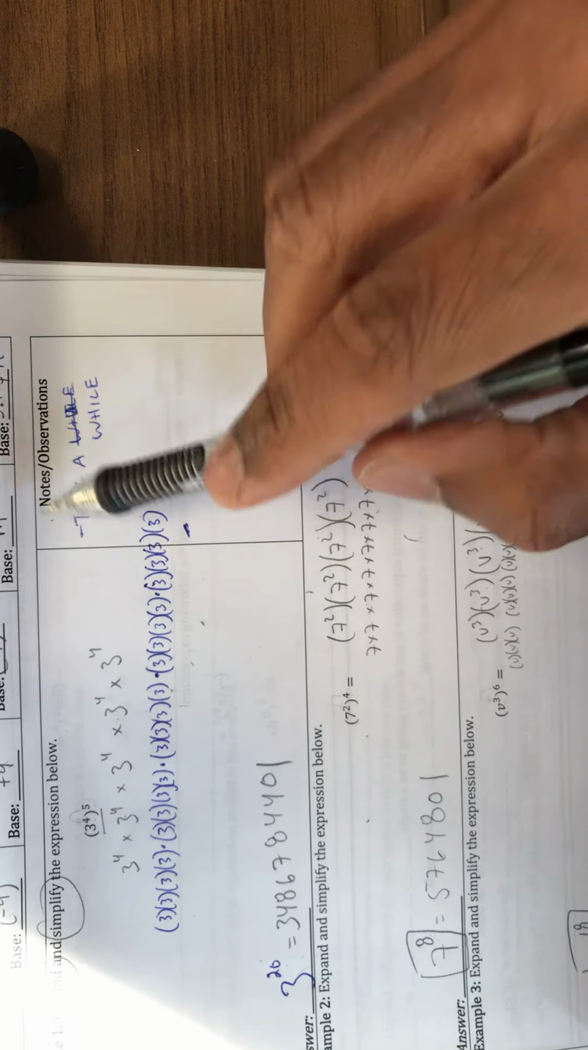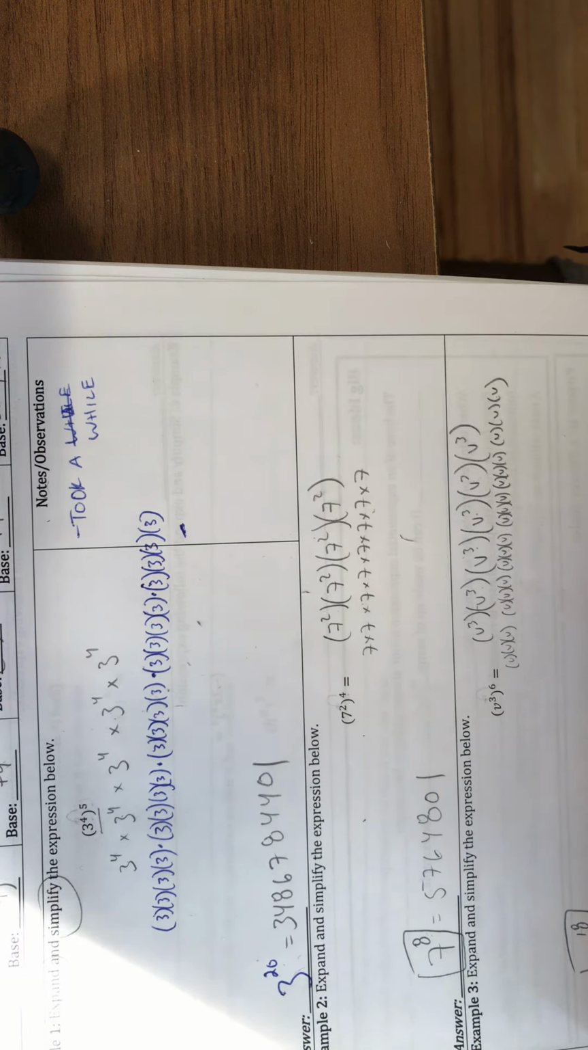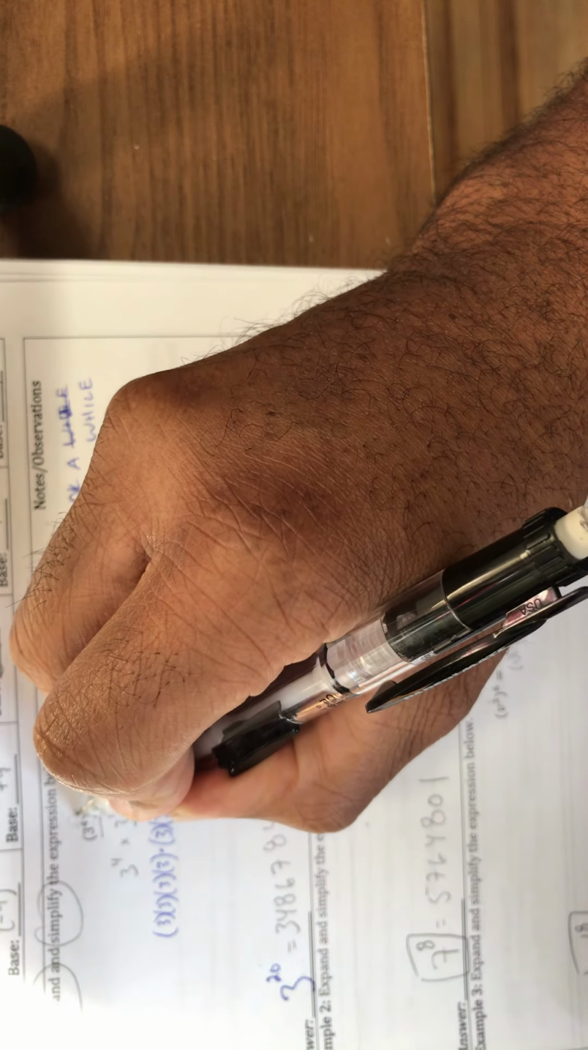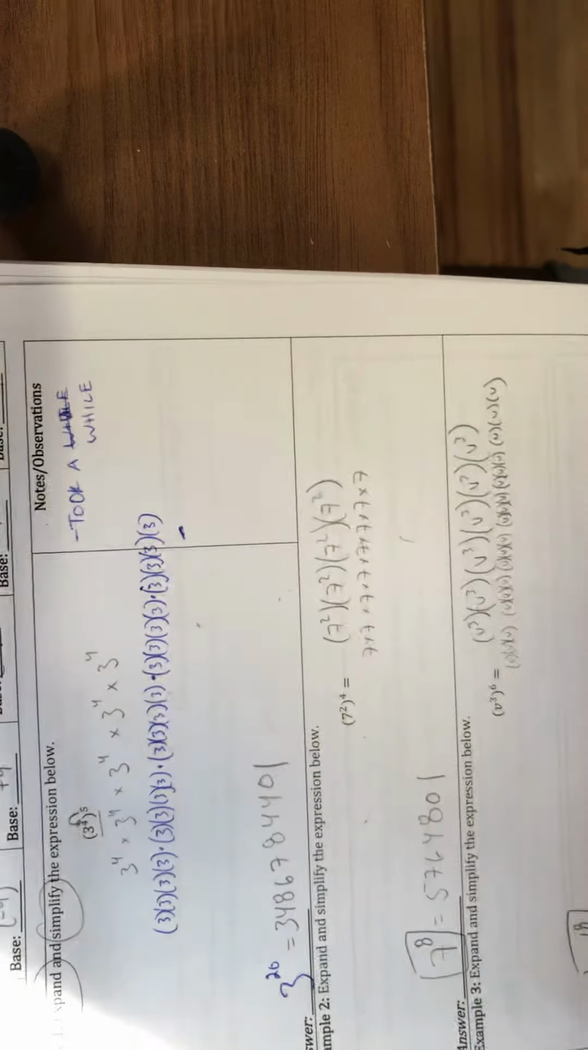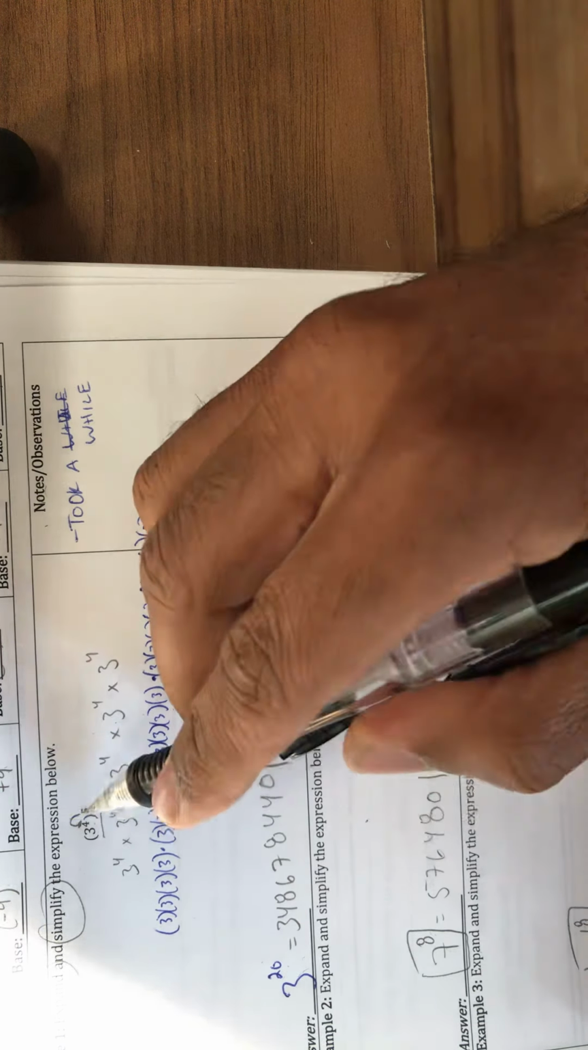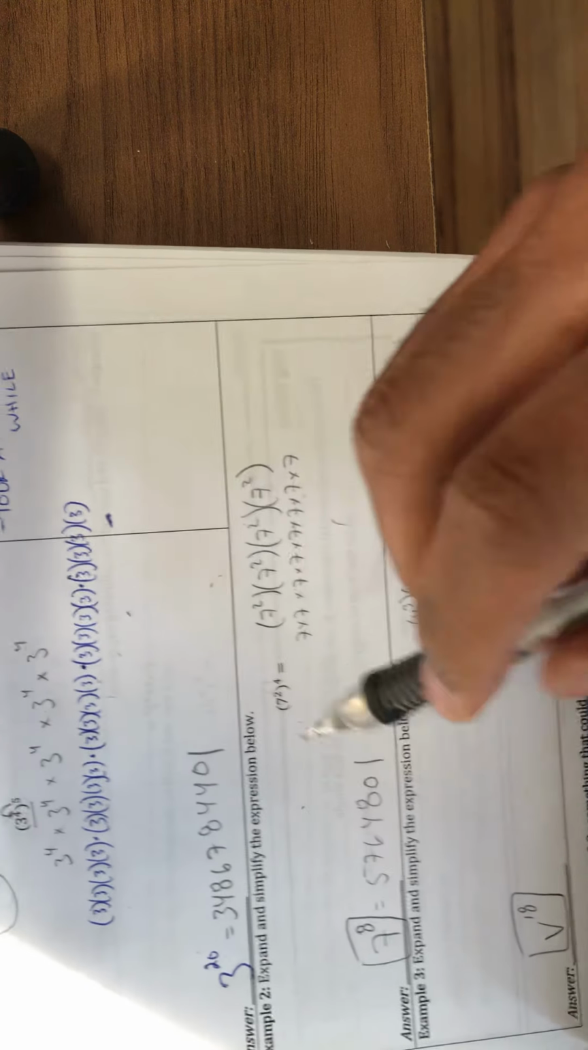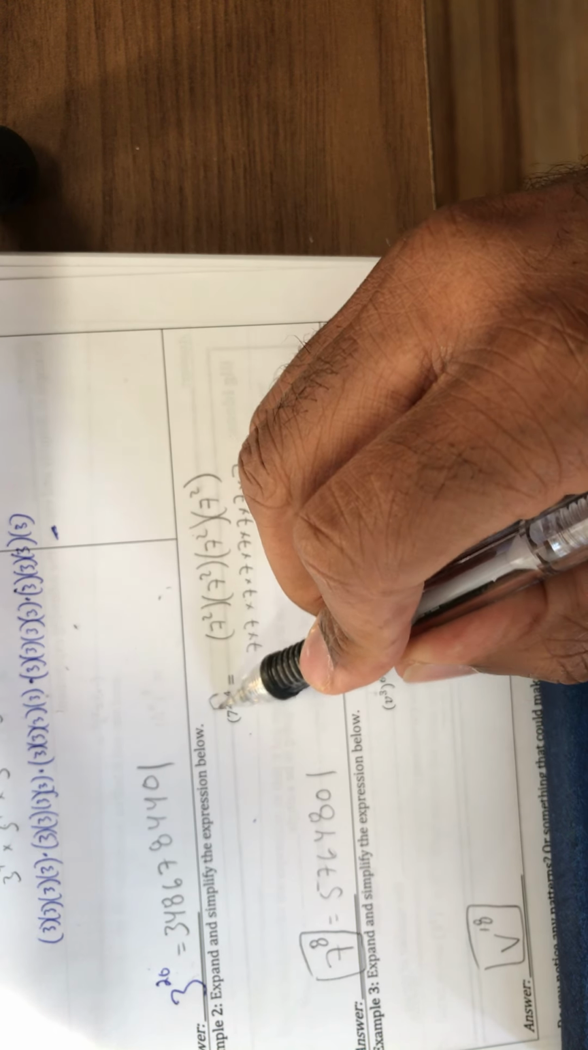Instead of sitting here and explaining all day, what could we have just done? What's another thing you noted or observed? Absolutely. When raising a power to a power, you could just multiply. 5 times 4 is 20. 4 times 2 is 8.